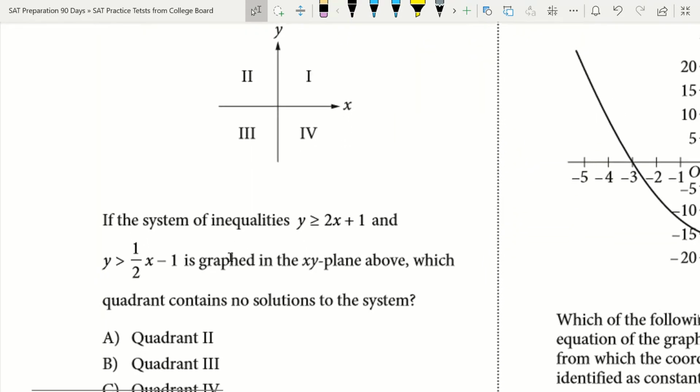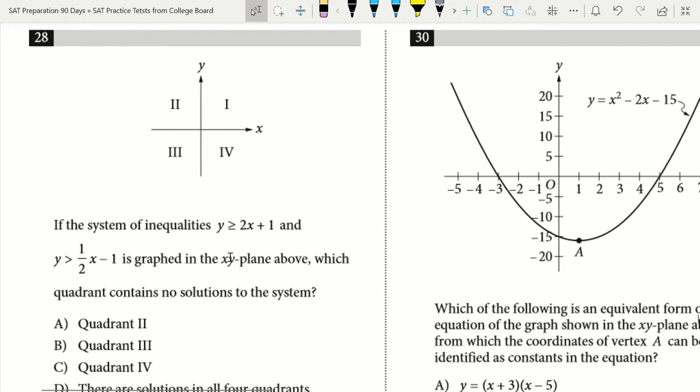So I see I have 4 quadrants. I'm told I'm dealing with a system of inequalities. I've got y must be greater than 2x plus 1. I can go ahead and plot that. This plus 1 means that I'm going to have 1 as my y-intercept. I'm increasing by 2x, so that's a positive slope. So my line would be something like that.